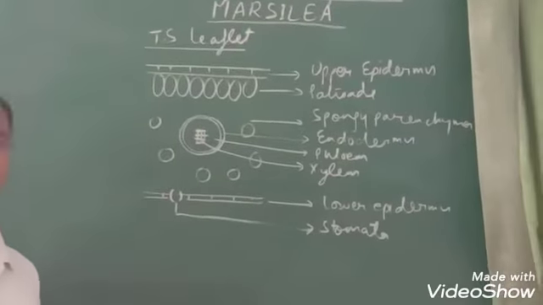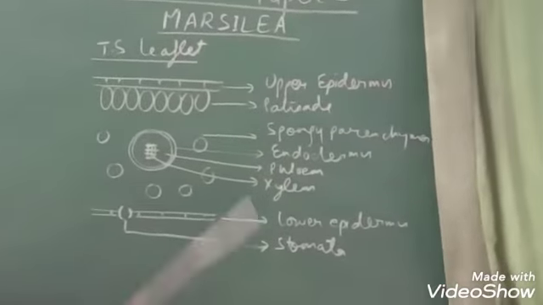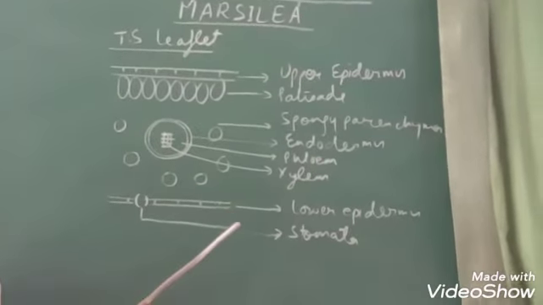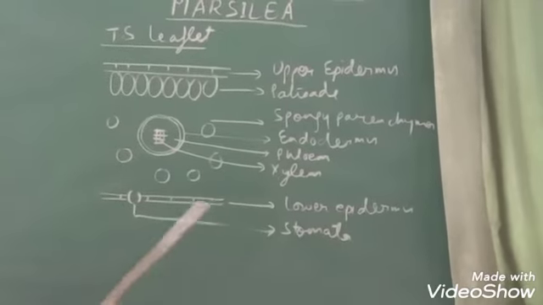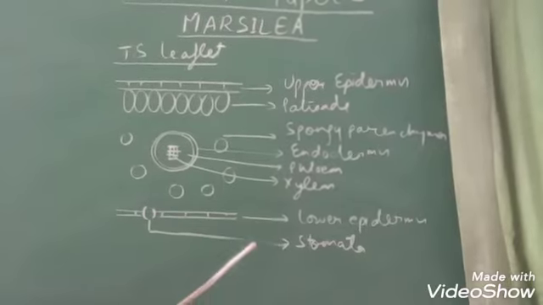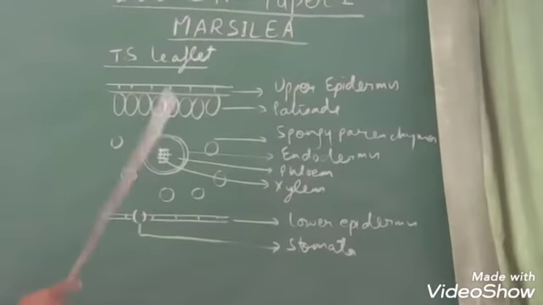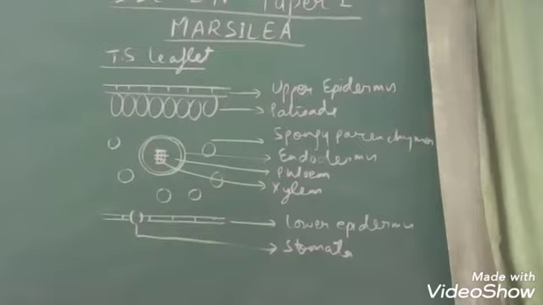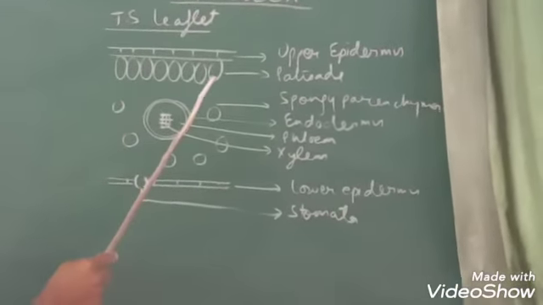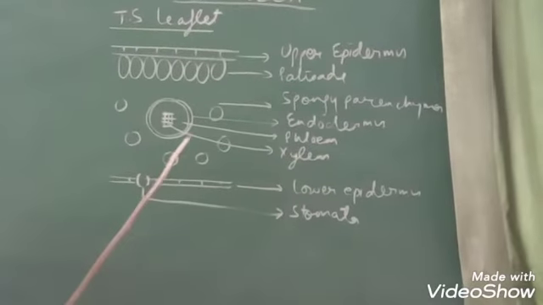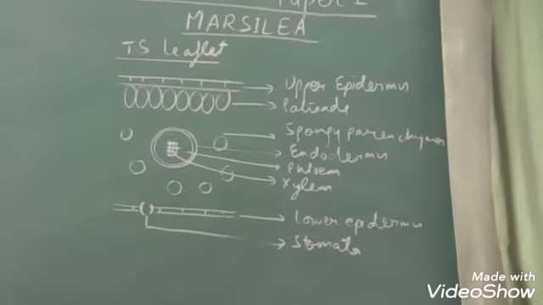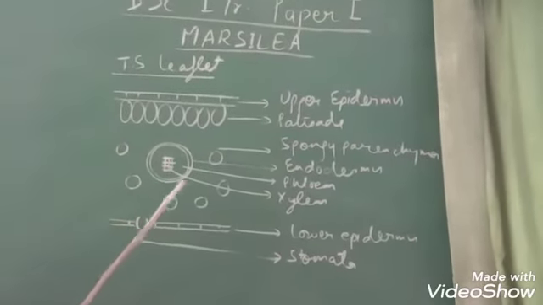On cutting a leaflet, we see that there are two epidermis, upper epidermis and lower epidermis. Now, friends, stomata are present mostly on the lower surface, but if the species is aquatic, then stomata are only found on the upper epidermis. The mesophyll tissue is differentiated into palisade and spongy parenchyma. Endodermis is present and the stele is concentric. Xylem is surrounded by phloem.